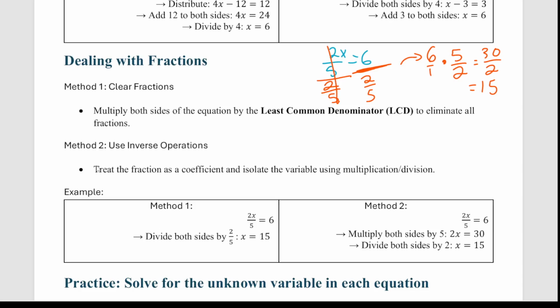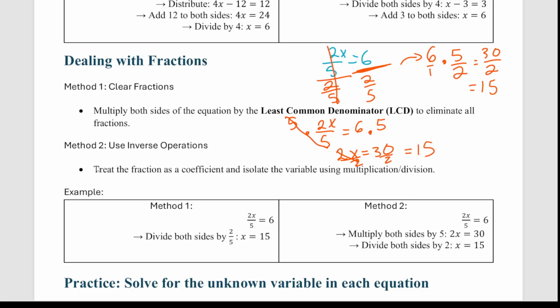If you're not as comfortable with that, it's totally fine to do this in 2 steps instead. So if you had something like 2x over 5 is equal to 6, what you could do instead is multiply both sides by a number that would essentially clear all denominators, or more formally, multiplying both sides by the least common denominator. So in this case, 2x over 5 equals 6. 6 is secretly over 1. Their least common denominator is 5. 5 divided by 5 makes 1, so that's why that cancels. I'm left with 2x is 30, and then I would divide both sides by 2 to undo multiplying by 2 to get that x is 15.